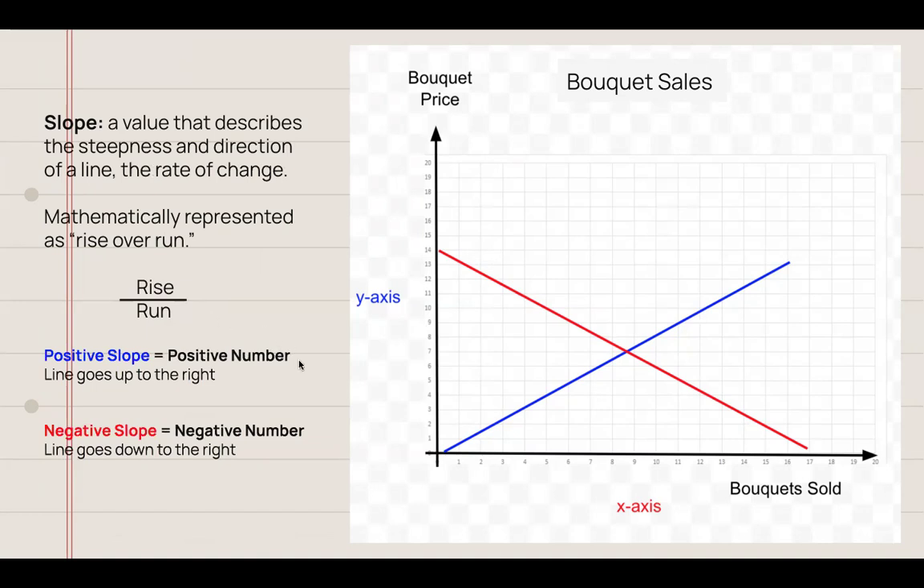So a positive slope, meaning the rise over run fraction is a positive number. With a positive slope, the line goes up to the right. That's this blue line here. With a negative slope, when the rise over run is a negative number, the line goes down to the right, like this red line here.